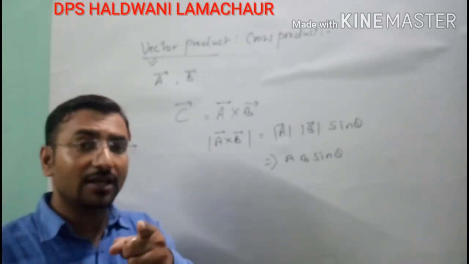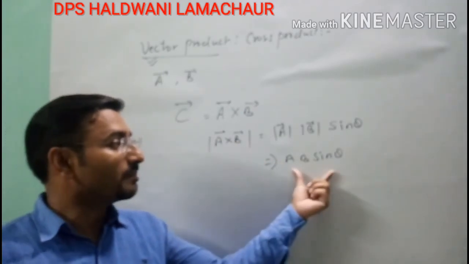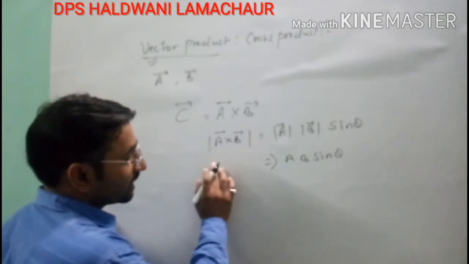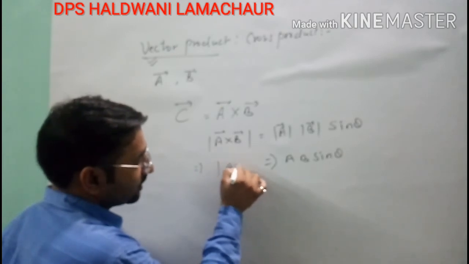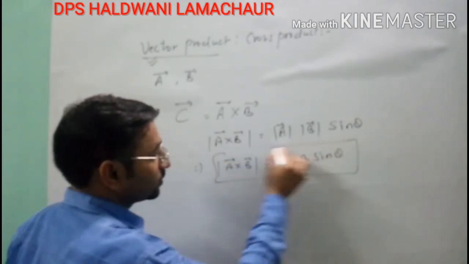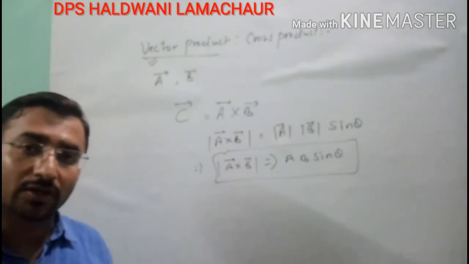This is called the magnitude of the cross product of two vectors. Magnitude means only the numerical value, not the direction. Here we are dealing with magnitude only. So when we write this in magnitude terms, I will write the modulus of A cross B, which is called the magnitude of two vectors in terms of the cross product.